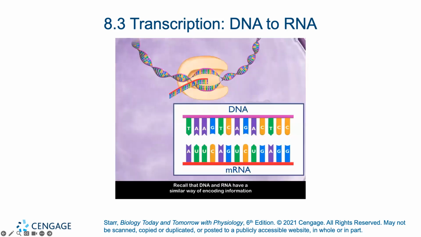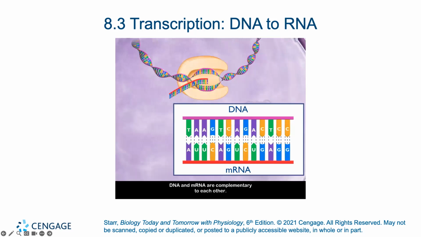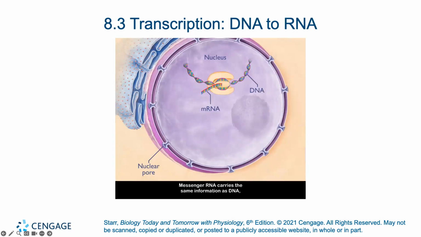Recall that DNA and RNA have a similar way of encoding information using a sequence of four different nucleotide bases. For DNA, those bases are A, C, G, and T. RNA has the same A, C, and G, but it contains the base U instead of T. DNA and mRNA are complementary to each other. This means that the nucleotide bases C and G always pair together, and A always pairs with T in DNA and U in RNA. Messenger RNA carries the same information as DNA, but transcribed in the code sequence of RNA.